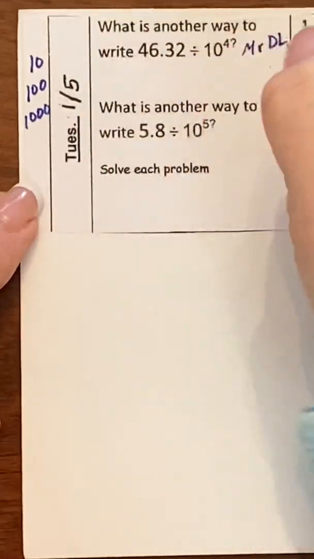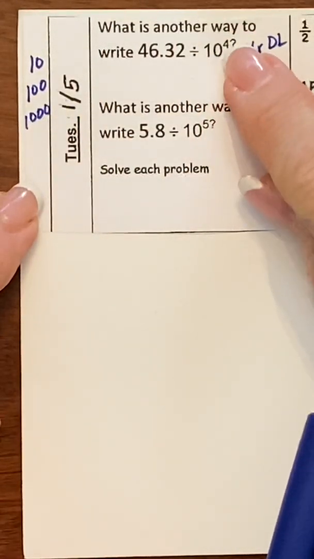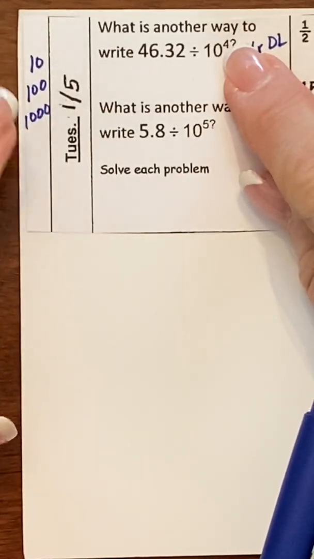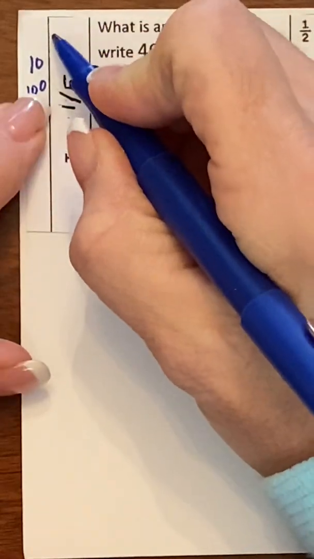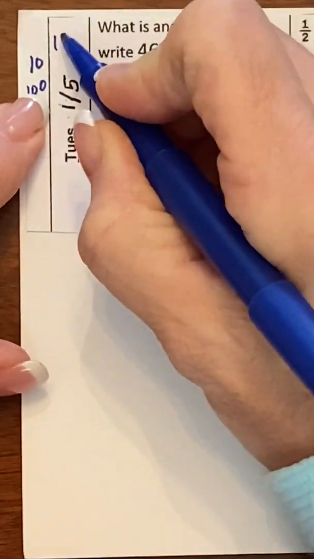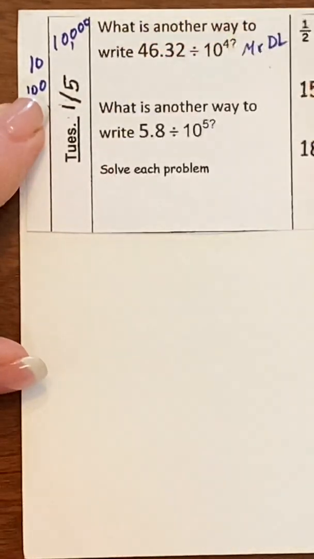I can also have a power of 10 using the exponent, because 10 to the fourth power is the same thing as 10 times 10 times 10 times 10, which again would be 1 with how many zeros? 4. 1, 2, 3, 4. So 10 to the fourth power is the same thing as 10,000.